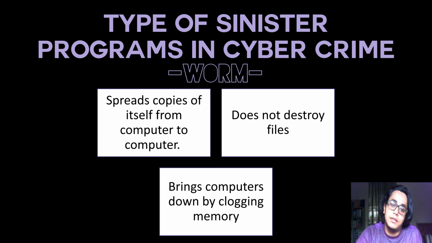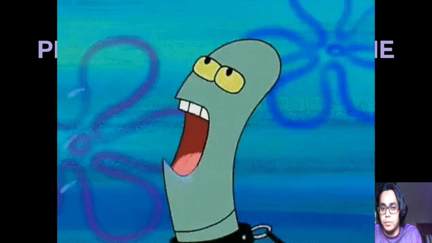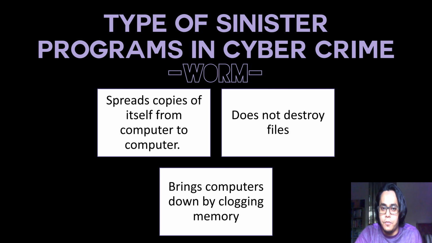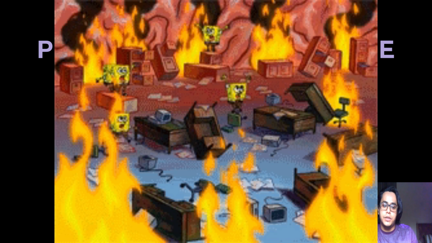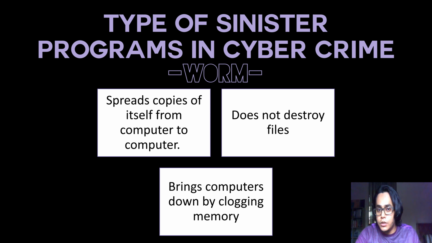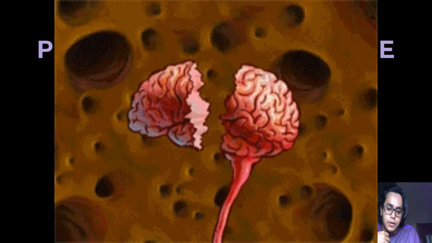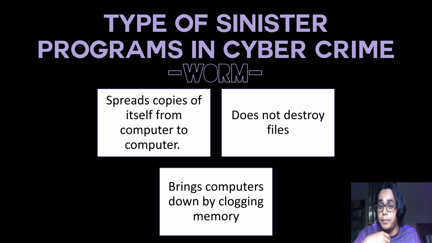Next, the types of sinister programs in cybercrime, of which the first is the worm. It is a type of malware that spreads copies of itself from computer to computer. It does not destroy the files in the computer system, but it will bring the computer down by clogging the memories.